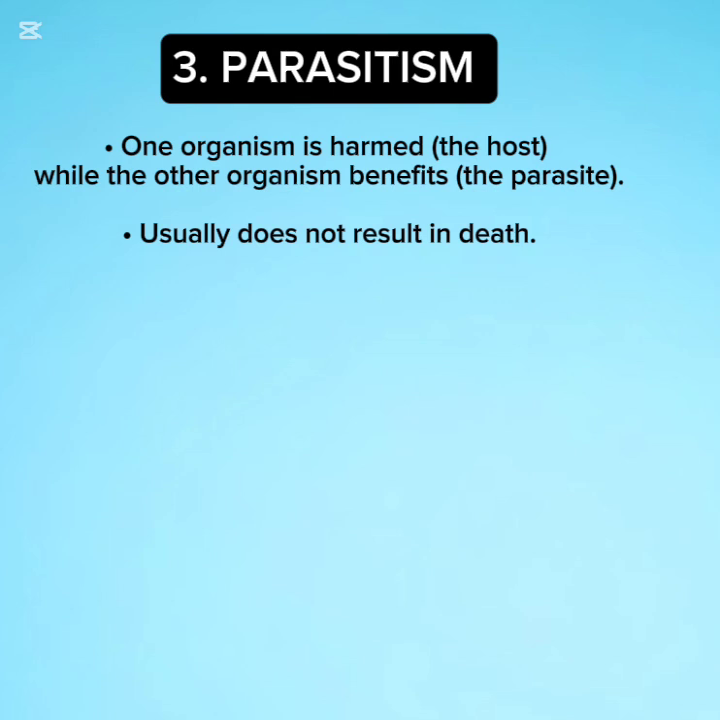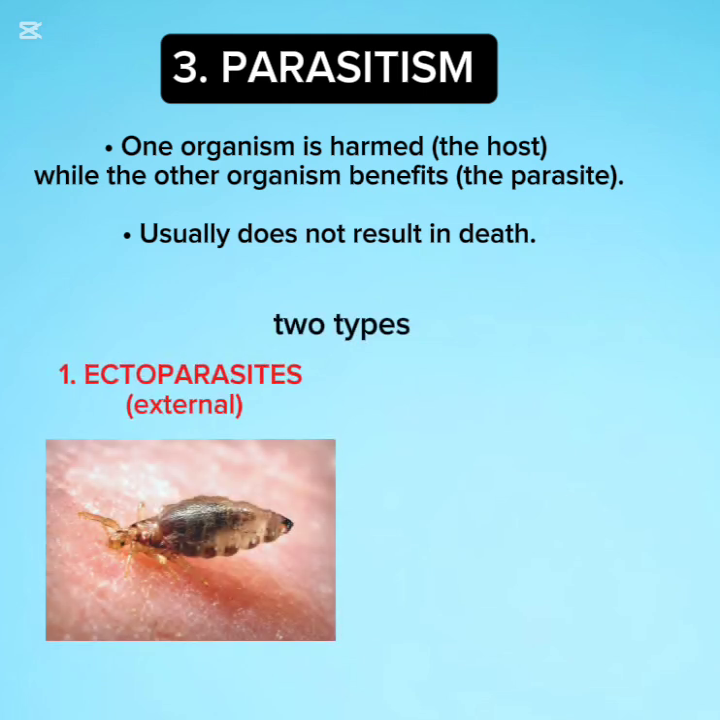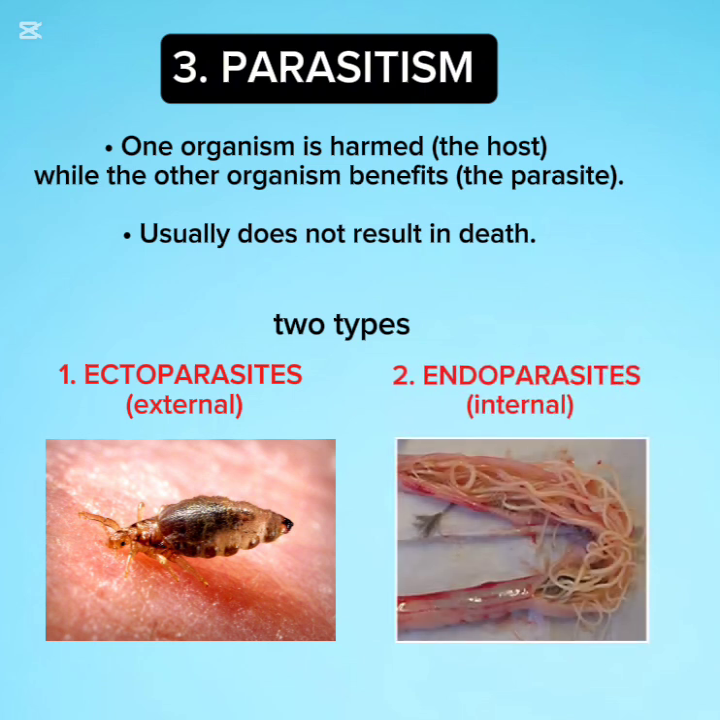Parasitism usually does not result in death. There are two types of parasitism: ectoparasites and endoparasites. Ectoparasites live on the surface of their host, whether in skin, fur, feather, or even the scale of a fish. So what is an endoparasite? Endoparasites live within the internal organs, tissues, or bodily fluid of their host. This could be in the intestine, blood, lungs, or even the brain.